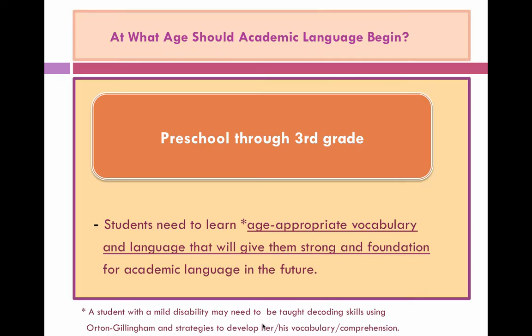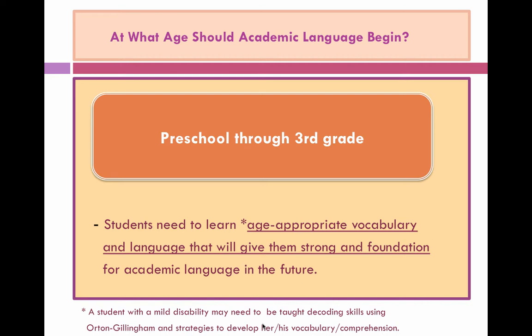At what age should academic language begin? Beginning with preschool or pre-kindergarten through third grade, students need to learn age-appropriate vocabulary and language that will give them a strong foundation for academic language in the future.